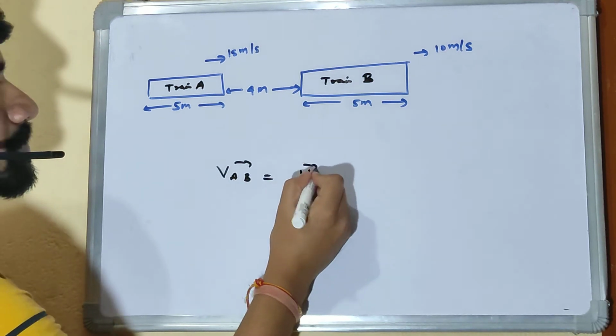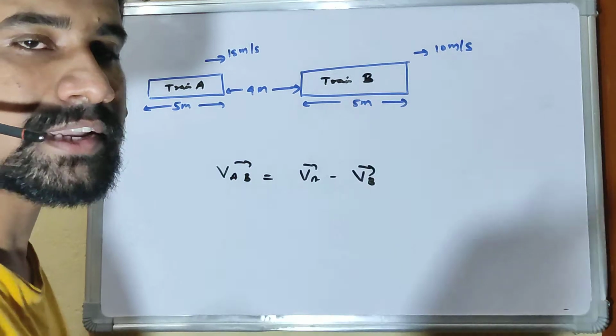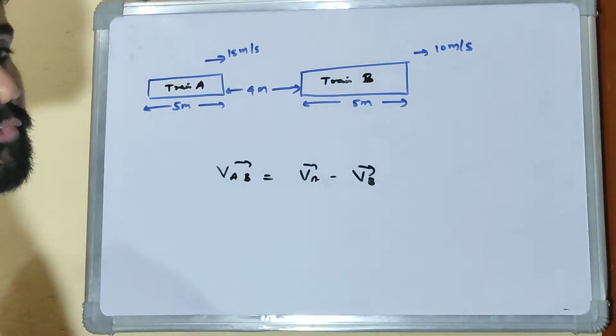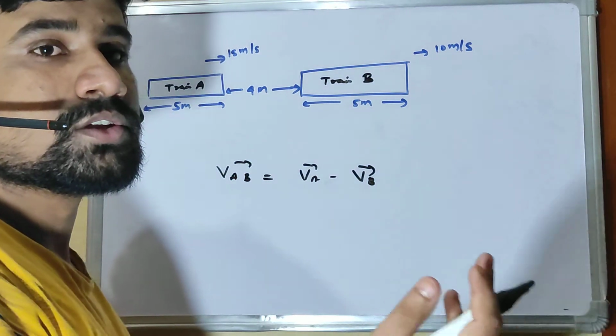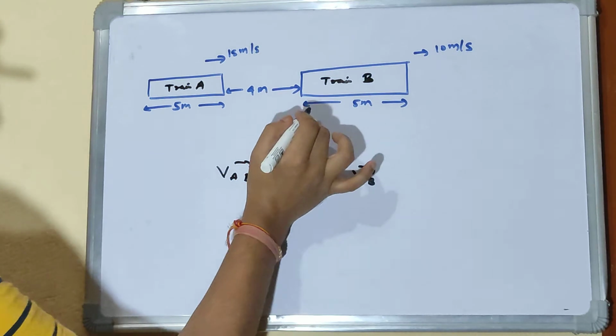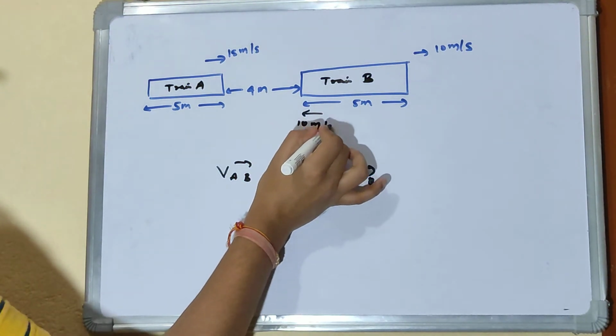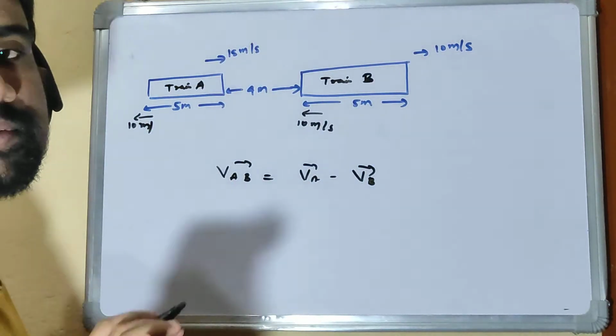So V_A with respect to B will be V_A minus V_B. Vectorially we know this, but analytically also we can say that if we are about to find the velocity of one body with respect to another, we will take the reference body to rest by applying an opposite vector. So this is 10 in forward, so I'll take 10 in opposite. If I'm doing it for this, I'll do it for this as well. So this has a net velocity of 5 in the forward direction.